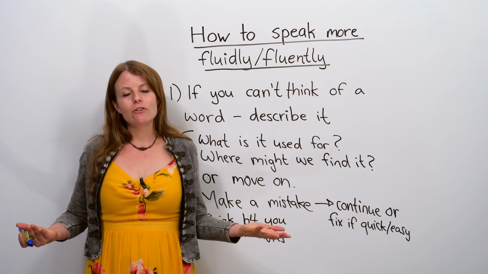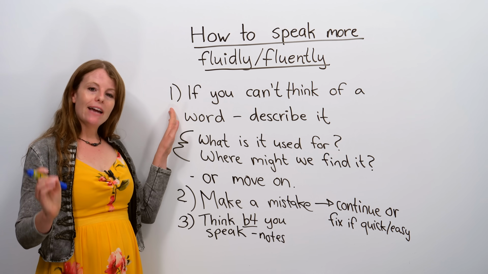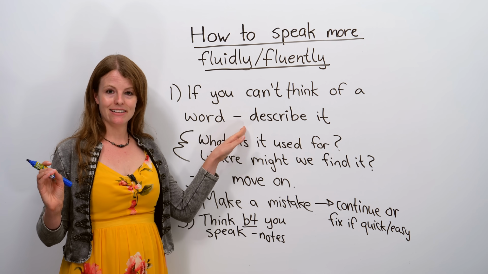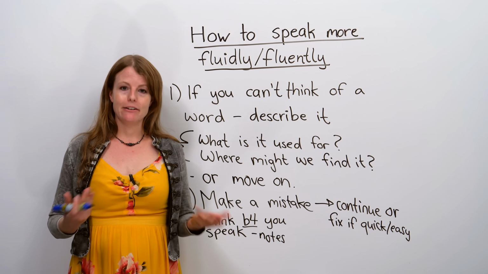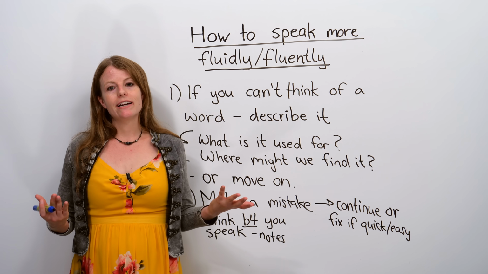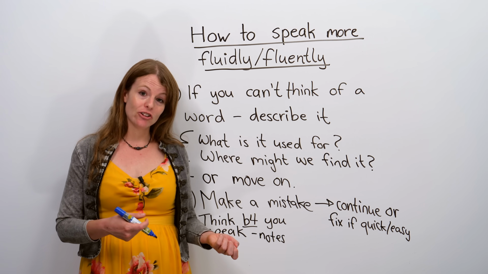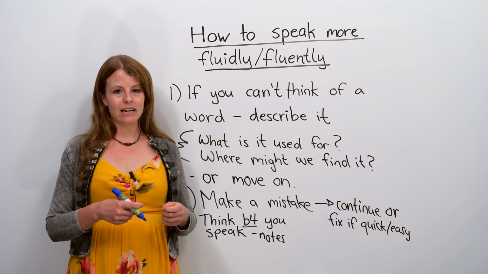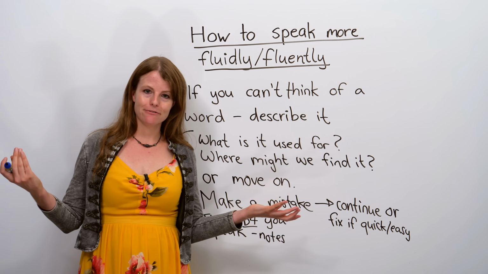So what can we do in order to speak more fluidly? Well, if you can't think of a word, describe it. So imagine I can't think of the word knife. What would I do? I might say, oh, well, it's the thing you find in the kitchen and you cut vegetables with it. A lot of the times it has a handle and a silver blade. Oh, I know the word knife.